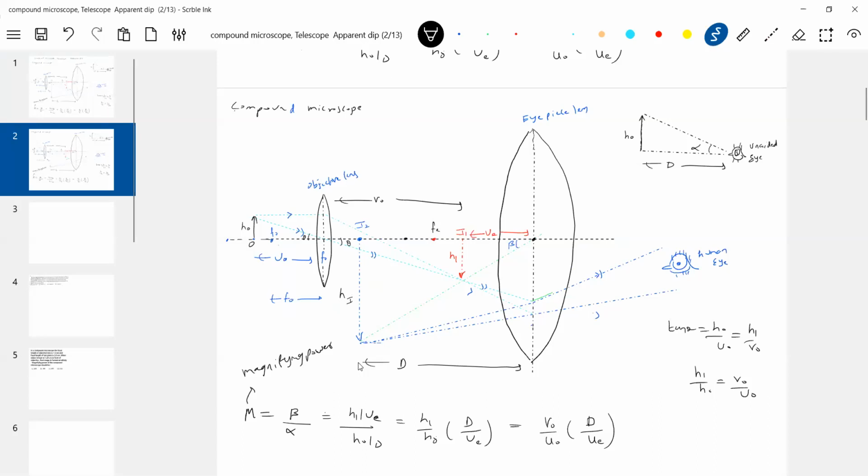So now what is the thing? Compound microscope only. What is the condition? The final image I2 is formed at 25 centimeter from the eye. And then the magnifying power will become M25. That M25 is what we have to derive an expression for.